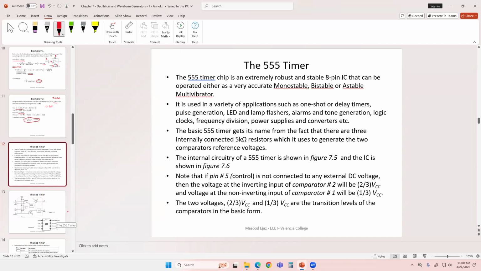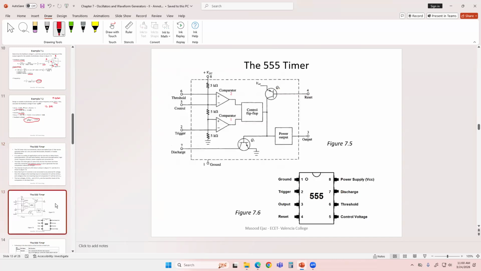All right, why did it get the name 555 timer? Because it has three internally connected 5 kilo ohm resistors, which it uses to generate the 2 comparator reference voltages. That is your VSET and negative VSET, or 2 reference voltages. So you have this 5K, this 5K, and this 5K. And that's why the name 555 timer. And these 3 5Ks basically act as a voltage divider to produce the voltages at the negative input of comparator number 2 and the positive input of comparator number 1. And this is the internal circuitry, as you can see.